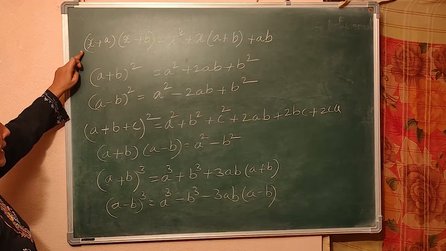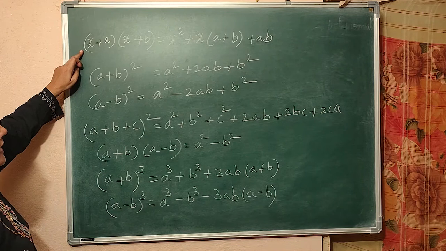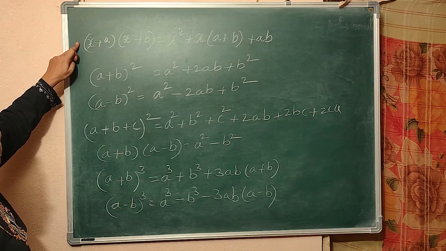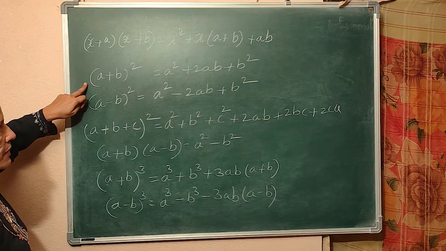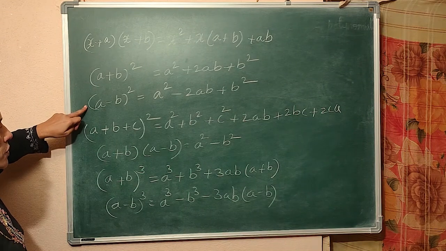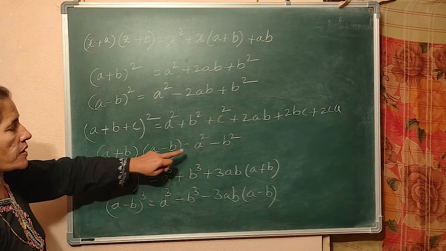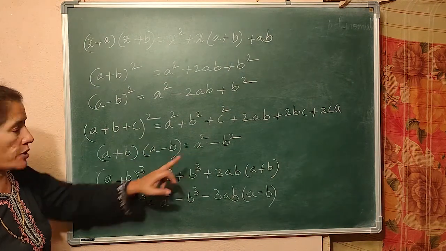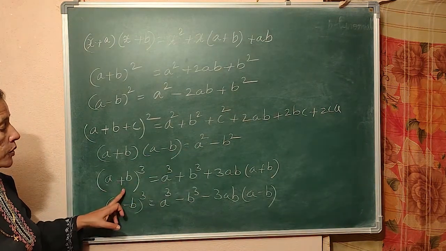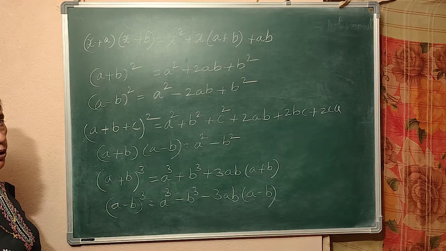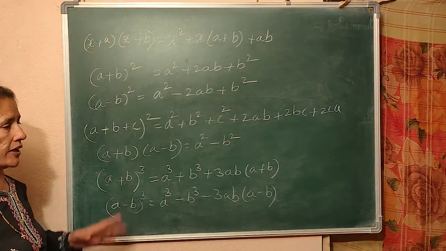So, how many identities did I do? One, (x plus a) into (x plus b), (a plus b) the whole square, (a minus b) the whole square, (a plus b plus c) the whole square, (a plus b) into (a minus b) is equal to a square minus b square, (a plus b) the whole cube and (a minus b) the whole cube. Some more, let me write.